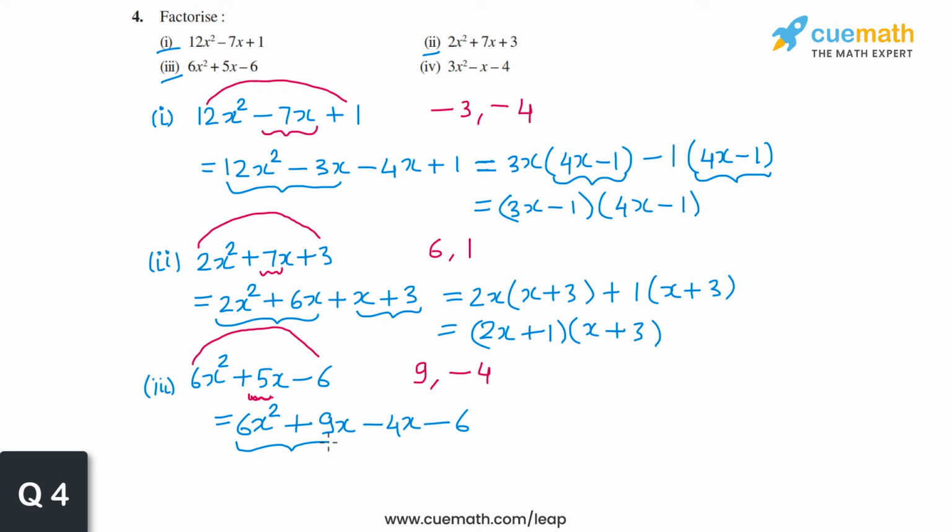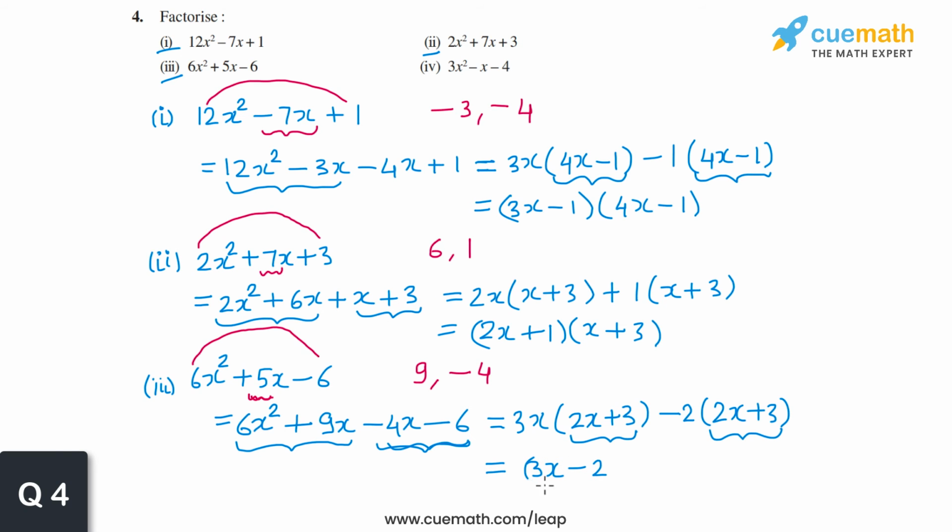So from the first pair of terms, I can take out a common factor of 3x, and that leaves me with 2x plus 3. And from the second pair of terms, I can take out minus 2 common, and that leaves me with 2x plus 3 again. And now I have 2x plus 3 common, so I can take that out, and then I get 3x minus 2 times 2x plus 3. So this is the factored form of the third polynomial.